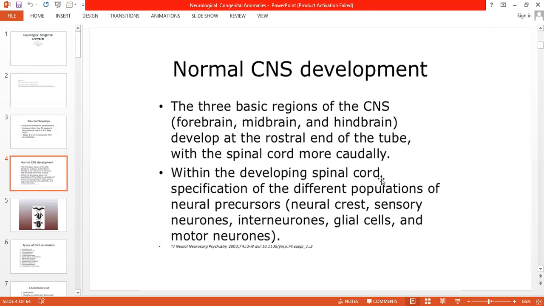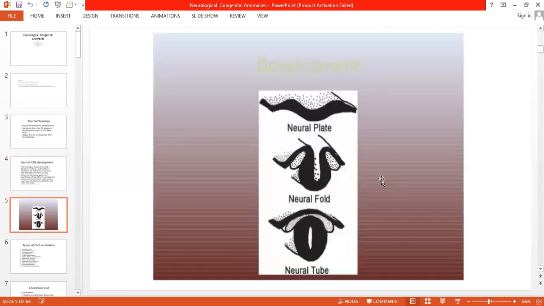Within the developing spinal cord, specification of the different populations of neural precursors, like neural crest, sensory neurons, interneurons, glial cells, and motor neurons, takes place. Here is how the initial embryology goes; we will not go into the details, but simply the neural plate is formed, the neural fold is formed, and the crest area closes to form the neural tube.